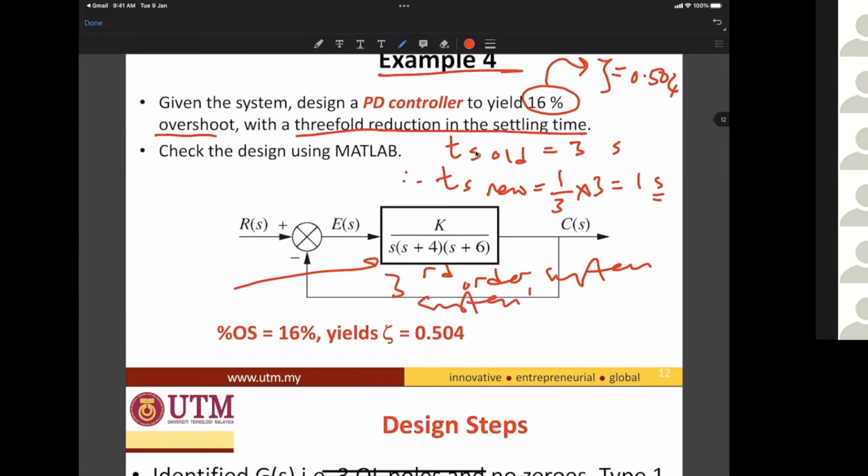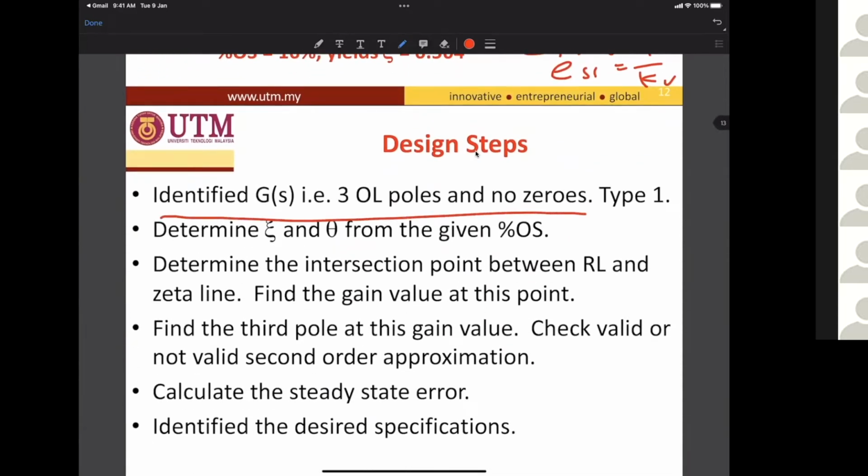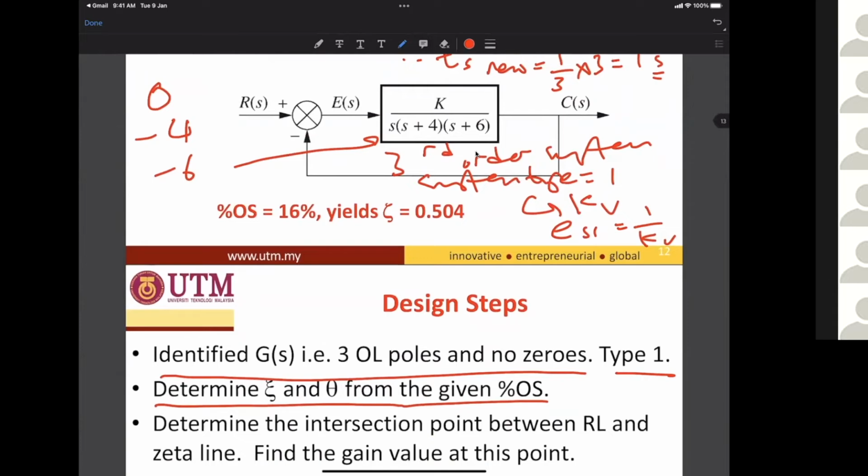The system type is 1, right? So we use Kv, and the steady state error is 1/Kv. And the open loop poles are 0, -4, and -6. So we identify the 3 open loop poles, no zeros, system type 1. Determine zeta and theta from the given overshoot. So zeta is 0.504, what is theta? It is inverse cos 0.504.